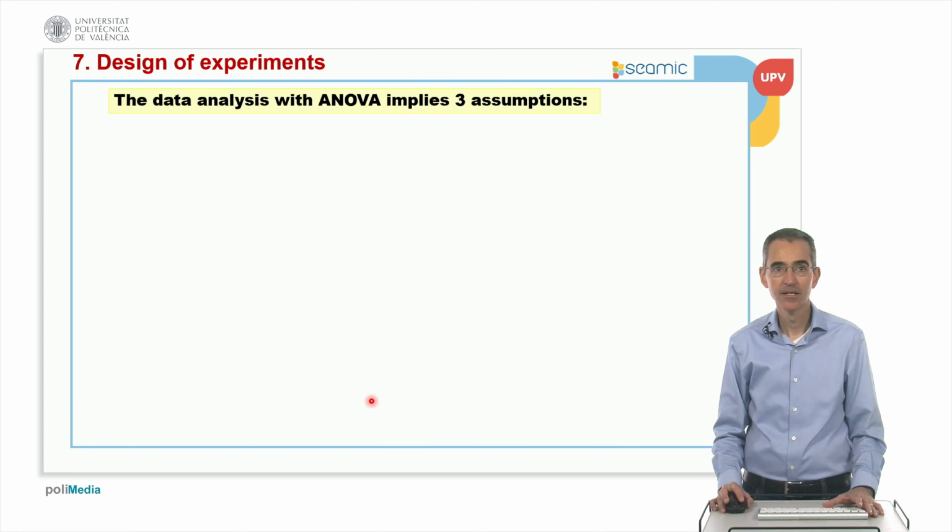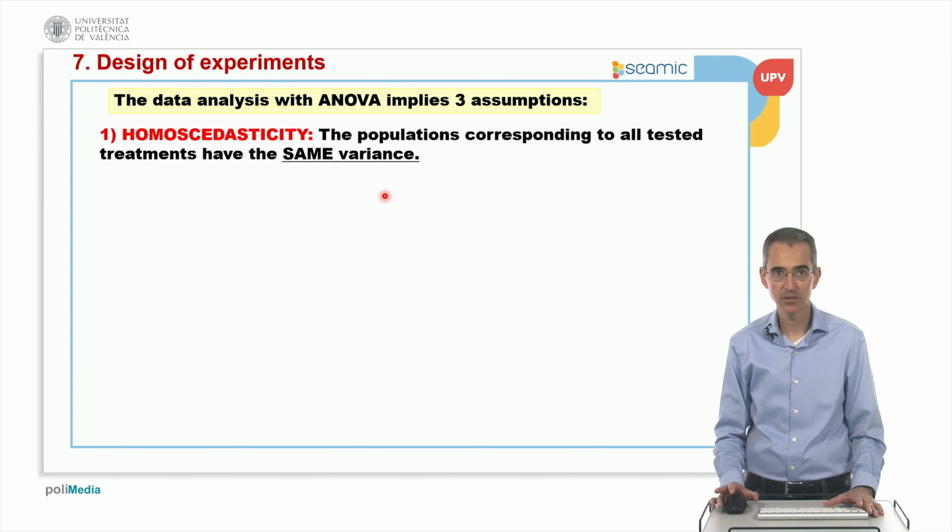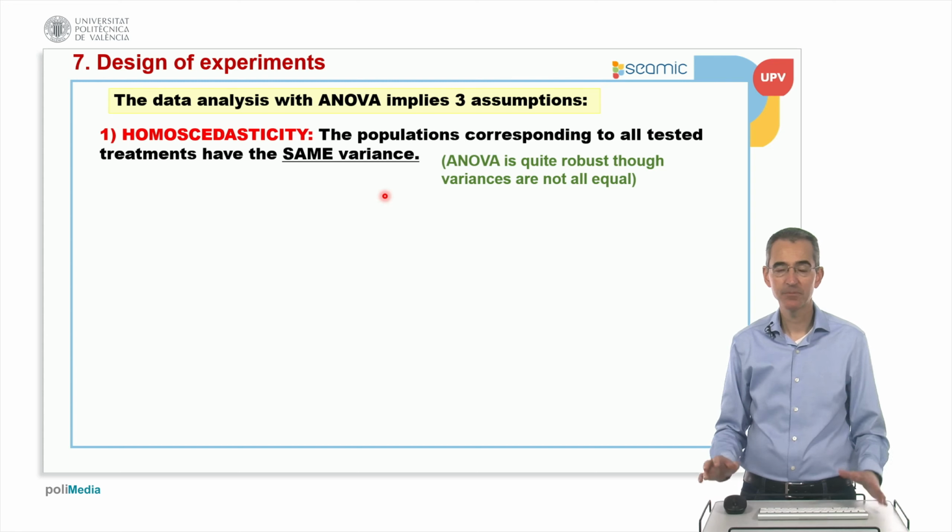Okay, good. So the data analysis with ANOVA implies 3 assumptions. One is, as I was explaining before, homoscedasticity. The populations corresponding to all tested treatments all have the same variance. Okay. Anyway, what happens if this hypothesis is not accomplished? It's not a major problem. Usually they say that ANOVA is quite robust, though variances are not all equal.